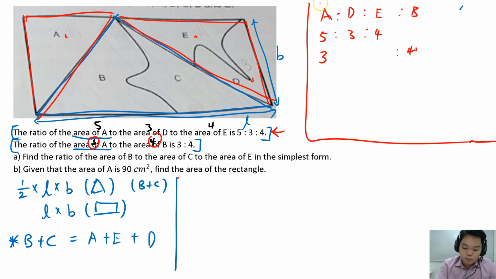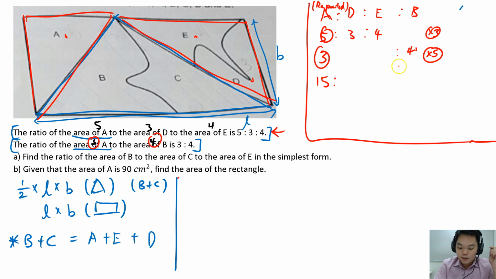Since A is repeated, we make these two equal, make them the same. The lowest common multiple between 5 and 3 is 15, so we multiply the first row by 3, and multiply the second row by 5. Then A becomes 15, D becomes 9, E becomes 12, and B becomes 20 units.